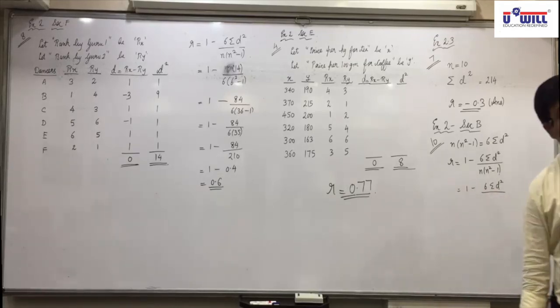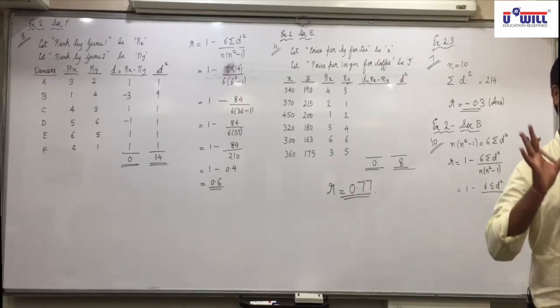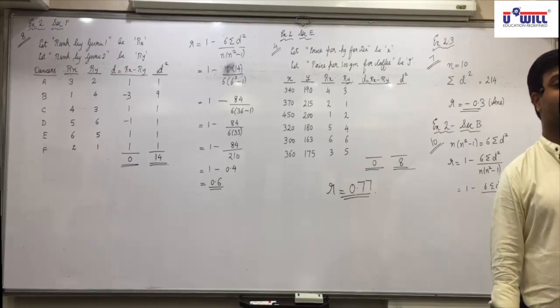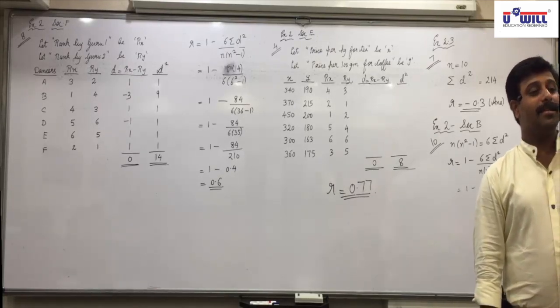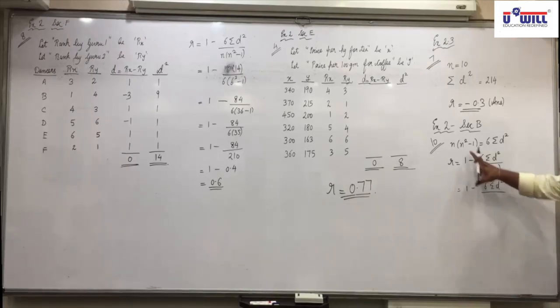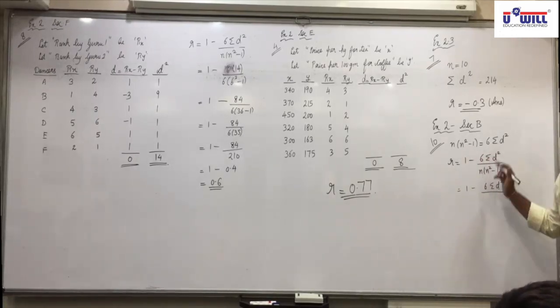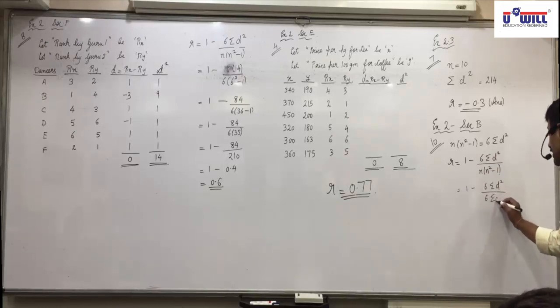n into n square minus 1. In Hindi, what do we call this? Still you did not understand. What will we write in place of n into n square minus 1? 6 sigma d square. Yes, Vanshik, next step.